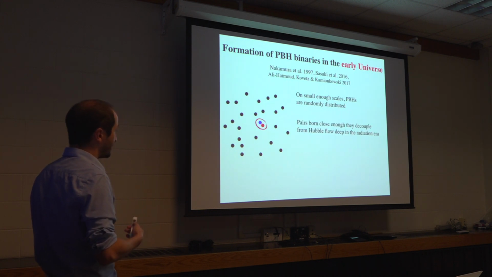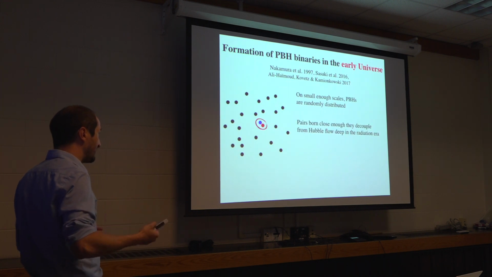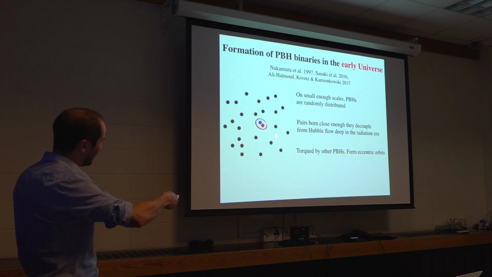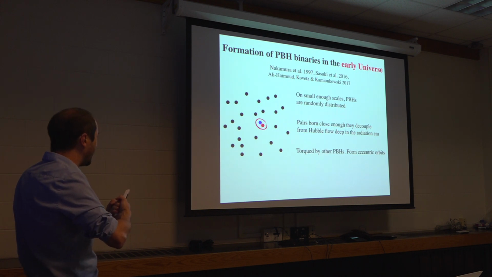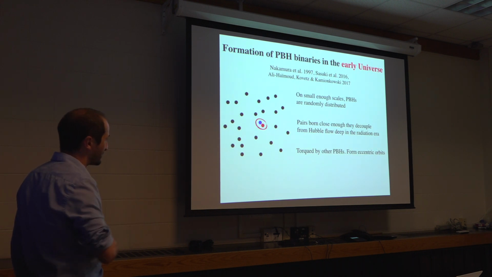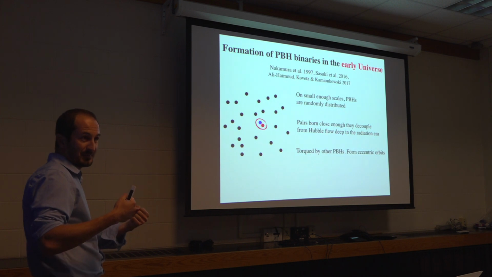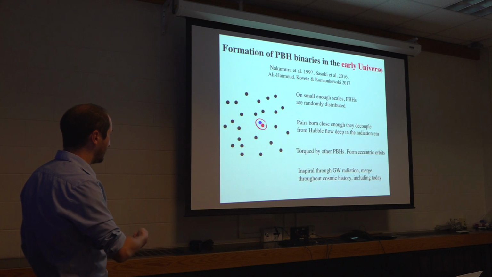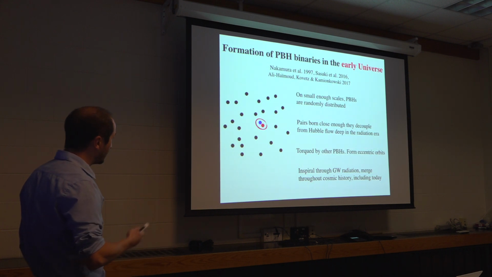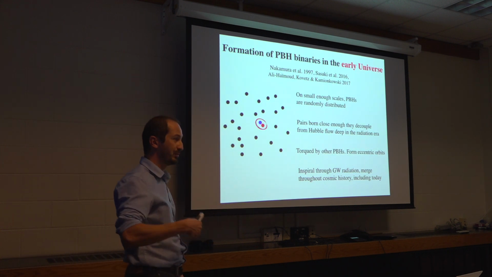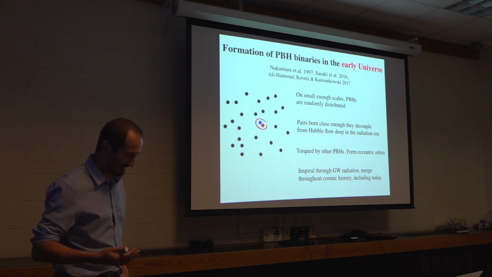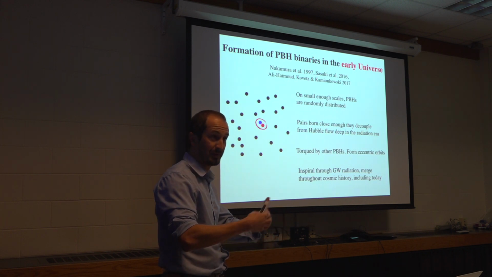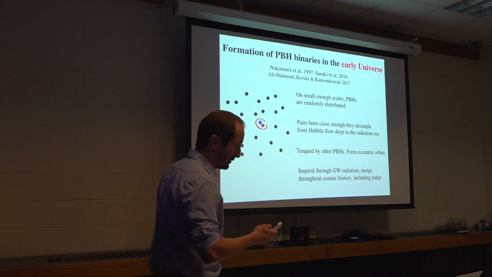So you may have pairs which happen to be born close enough that they will decouple from the Hubble flow deep in the radiation era, and then in principle they would just fall straight head-on onto one another, but they're going to be torqued by the other primordial black holes, so they will form some eccentric orbits, and then they will slowly spiral through emission of gravitational waves, and merge throughout the cosmic history, generating some gravitational wave background, but also merge all the way to the present time, generating some mergers that could potentially be detectable by LIGO.